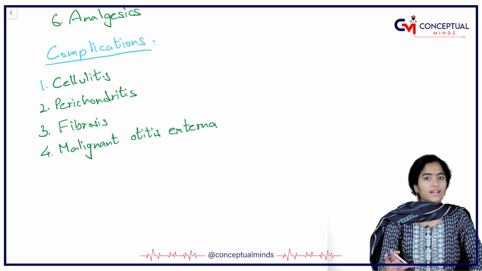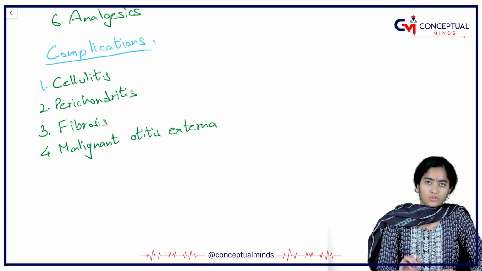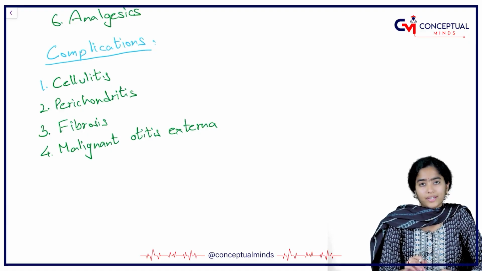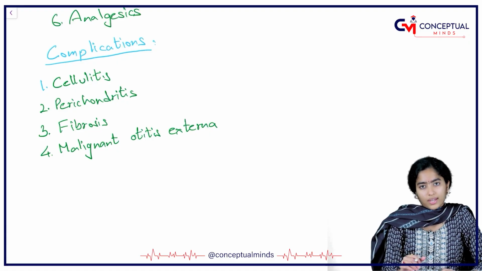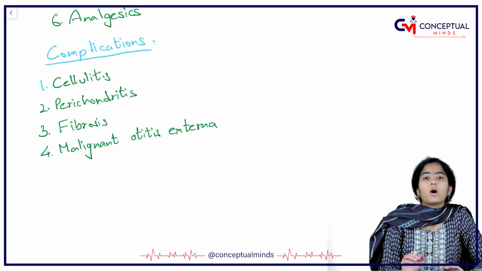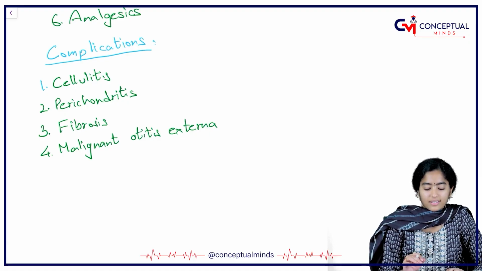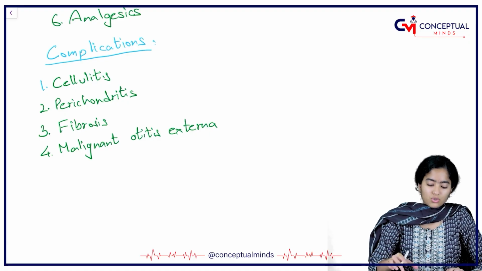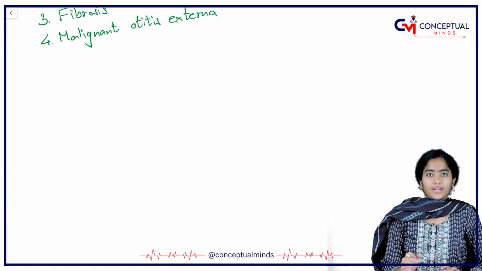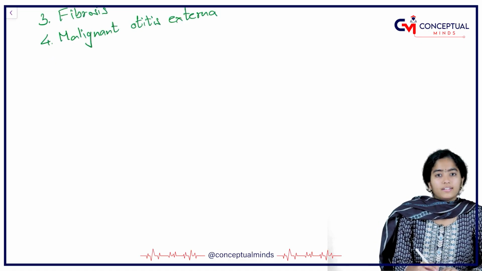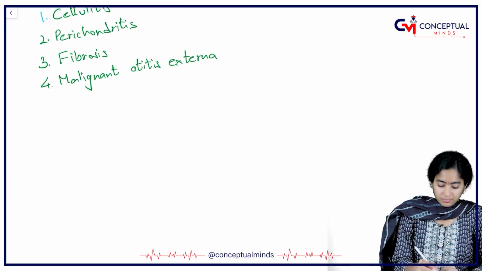It has an acute phase and a chronic phase, and you have to treat each of them. And these are the complications: cellulitis, perichondritis, it can cause fibrosis of the canal, and finally it can also lead to malignant otitis externa, and that is our next topic. So the next condition is malignant otitis externa.